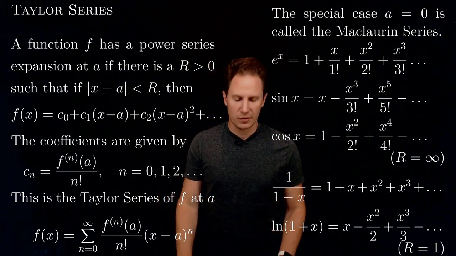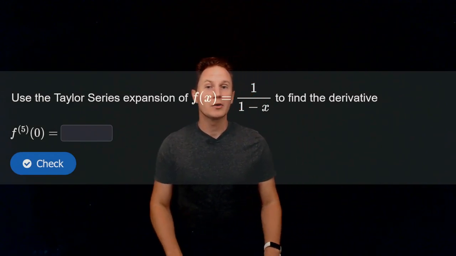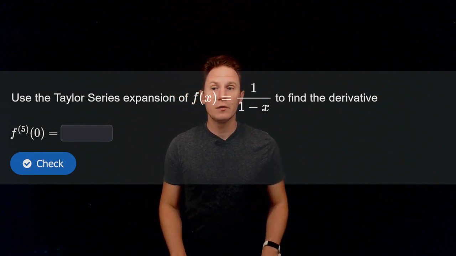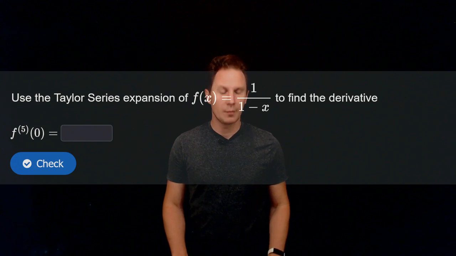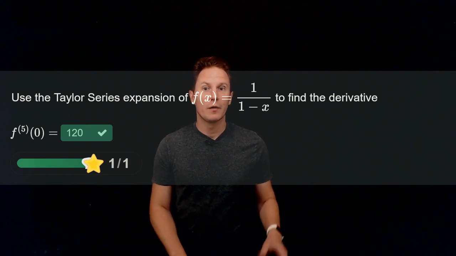Let's answer some questions. Use the Taylor series expansion of the function f of x equals 1 over 1 minus x to find the fifth derivative of this function evaluated at 0. So pause the video and input your answer in the box. Hope you paused it and have inputted 120, or 5 factorial.